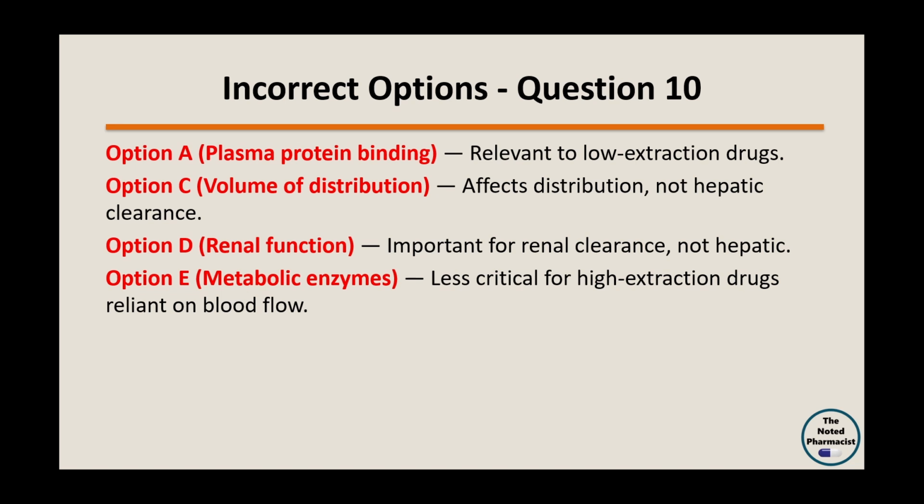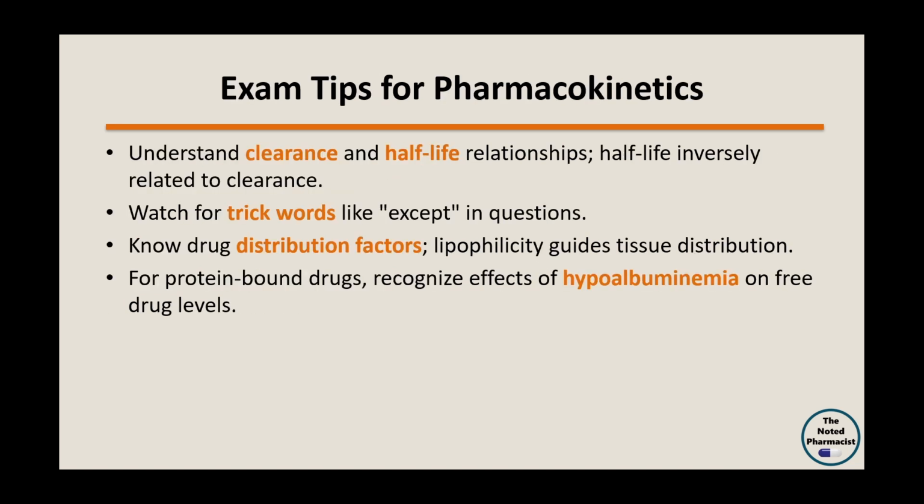Further tips for revision. As a form of recap, take note of the following 4 tips to help you tackle similar questions effectively. The first tip is that understanding the relationship between clearance and half-life is crucial for many pharmacokinetic calculations. Remember that half-life is inversely proportional to clearance. The second tip is that recognizing trick words in questions, such as except or not, can significantly improve accuracy. These words can change the entire meaning of a question, so keep an eye out for them.